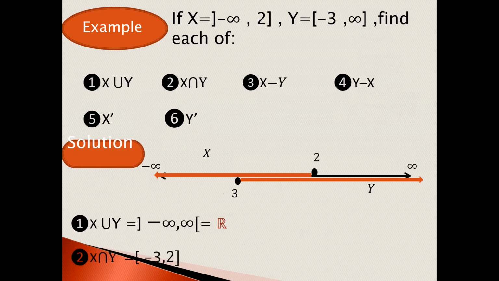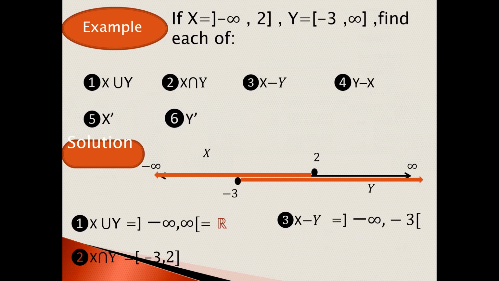So I want X intersection Y. This means the common numbers between X and Y. What will it be? It will be -3 and 2, because -3 is included in X and Y, and 2 is included in X and Y, and the numbers between -3 and 2 are included in X and Y. So X intersection Y equals -3 and 2. -3 will be closed, 2 will be closed. So the answer is -3 and 2 closed.